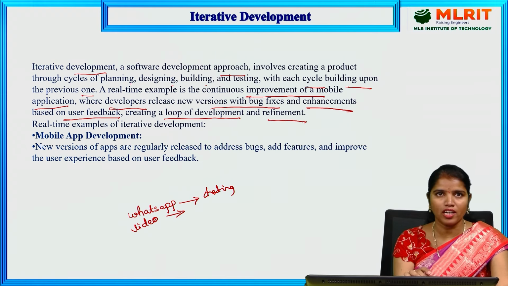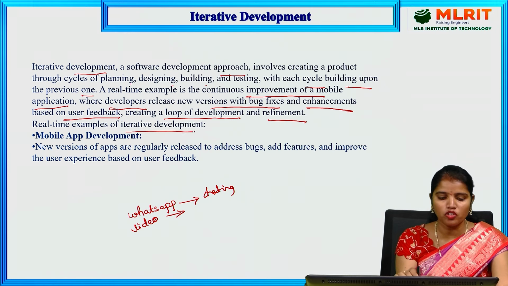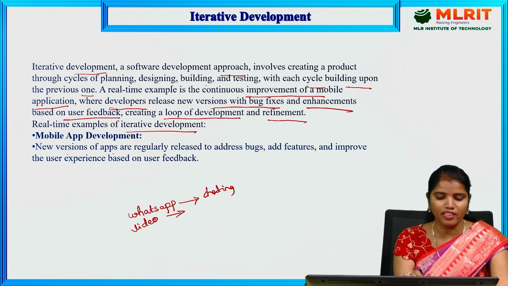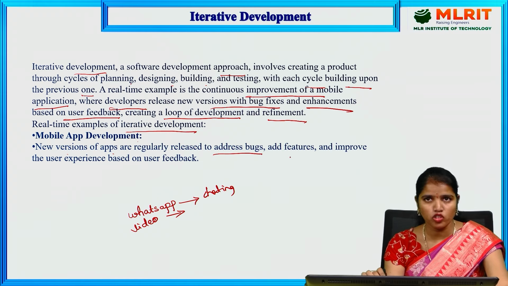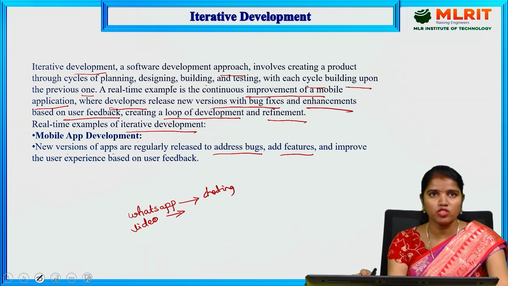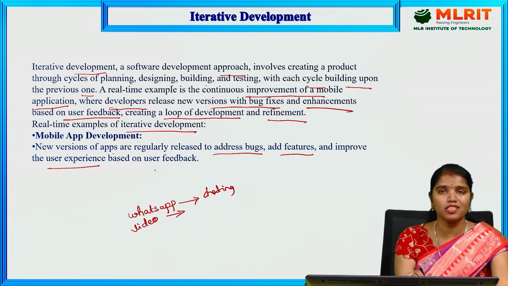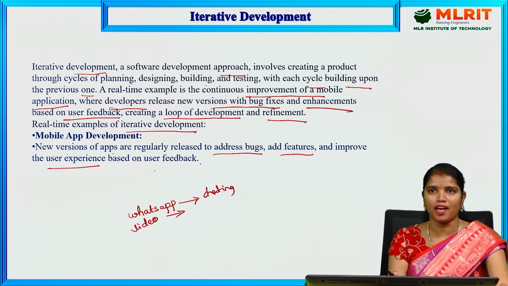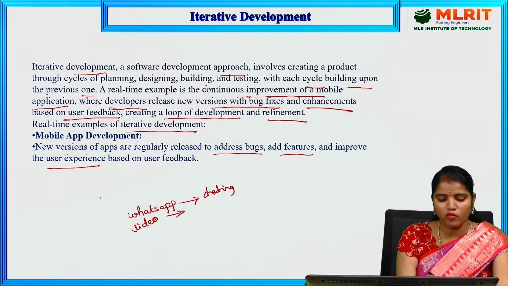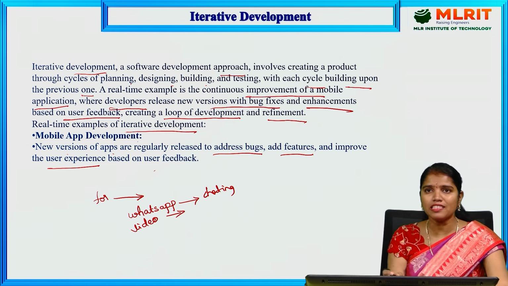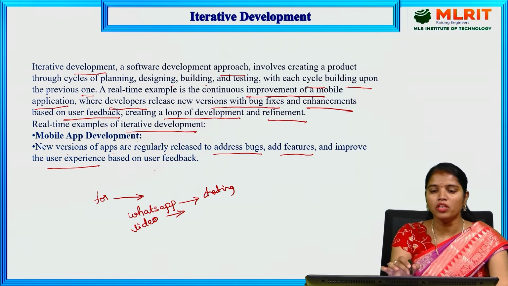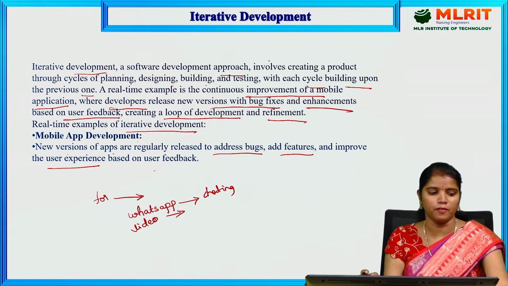These are the real-time examples of iterative development in mobile app development. New versions of apps are regularly released to address the bugs, add the new features, and improve the user experience based on the user's feedback. But for the customer requirement only, we are going to upgrade the new version in the mobile phone also. This entire process is done through iterative development.